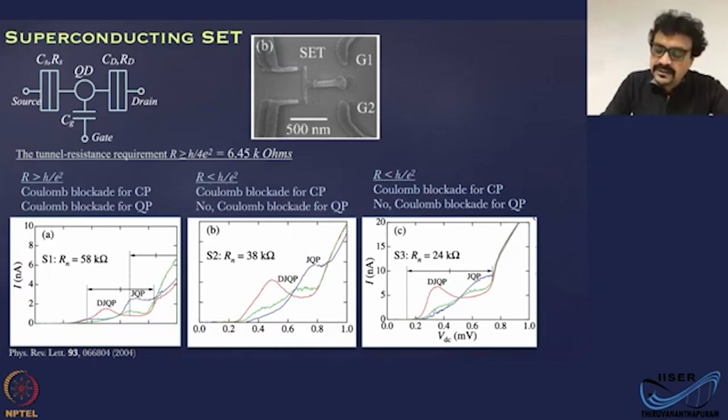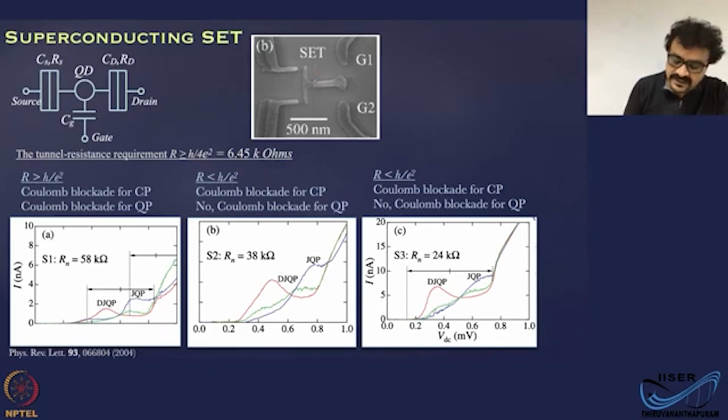Okay, we just learned that the tunnel resistance requirement for observing charging effect of transport features involving Cooper pairs is not the 25.8 kilo ohm, but it is 1/4 of that because of the Cooper pair charge. It is around 6.45 kilo ohms.